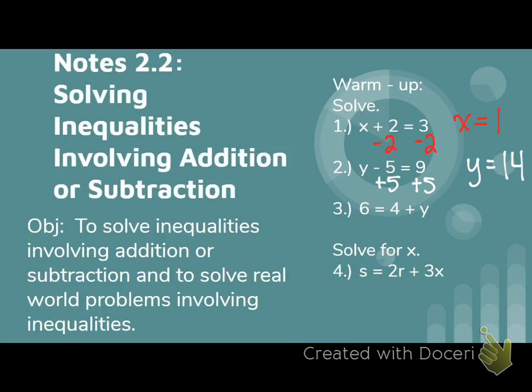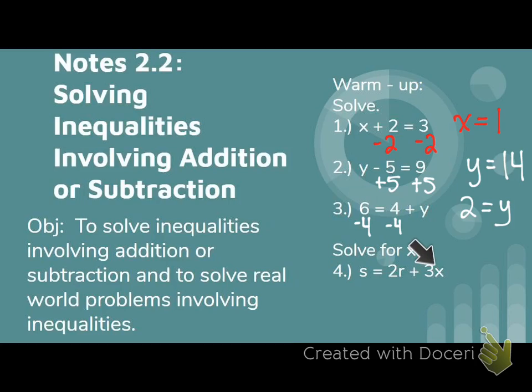Number 3, how are we going to get y alone? Good. Subtract the 4. Good. 2 equals y or y equals 2, either way. Okay, when we took our test over these, some people had trouble remembering to subtract. If that number's positive, to zero it out, we have to subtract it. On number 4, we are trying to get x alone. What do we need to do to make that happen?